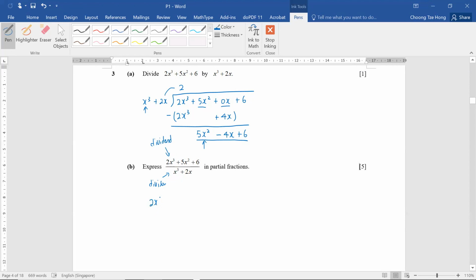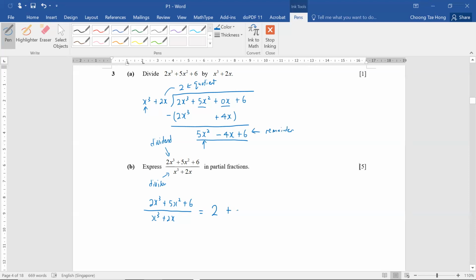So you have 2x cubed plus 5x squared plus 6 over x cubed plus 2x. Just now when we used the dividend, that means in this case it is the numerator of this algebraic fraction, divided by the divisor, which is now the denominator. We got a quotient of 2. So the 2 is the quotient, and the 2 will go here. Then it will plus the remainder.